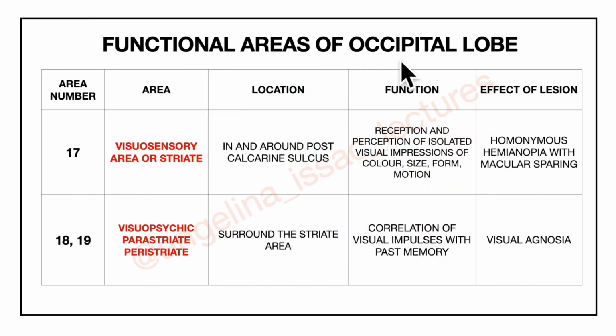Considering the functional areas of the occipital lobe, we have area number 17, 18 and 19. 17 is known as visuosensory area. It is located in and around the postcalcarine sulcus. Its function is reception and perception of isolated visual impressions of color, size, form and motion. And the effect of lesion is homonymous hemianopia with macula sparing. Then we have 18 and 19, which is known as visuopsychic, parastriate or peristriate area. It surrounds the striate area and its function is correlation of visual impulses with past memory.